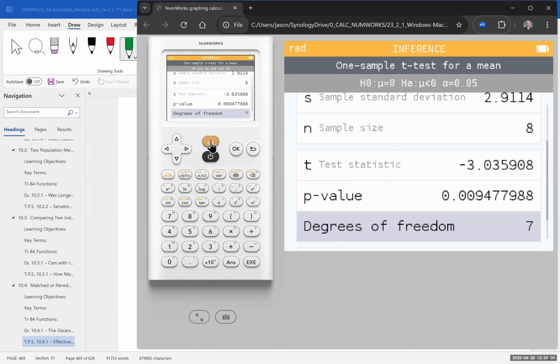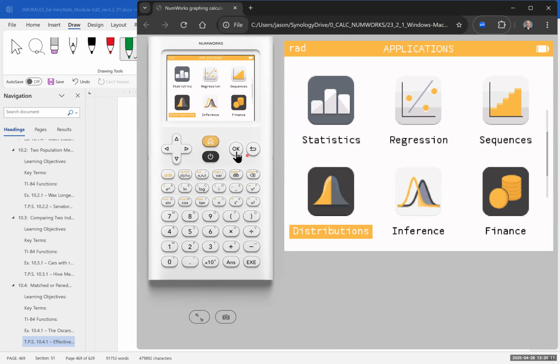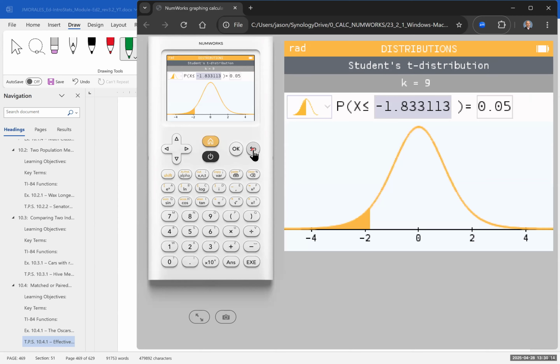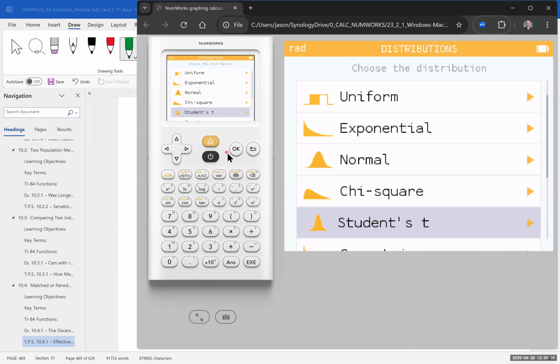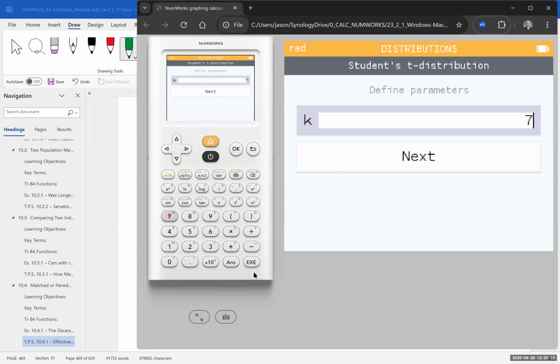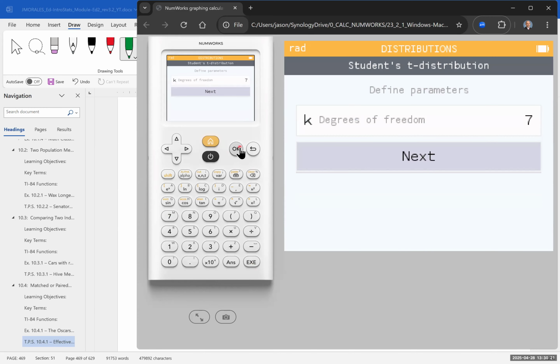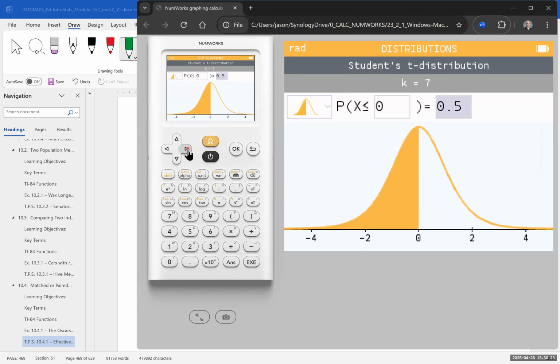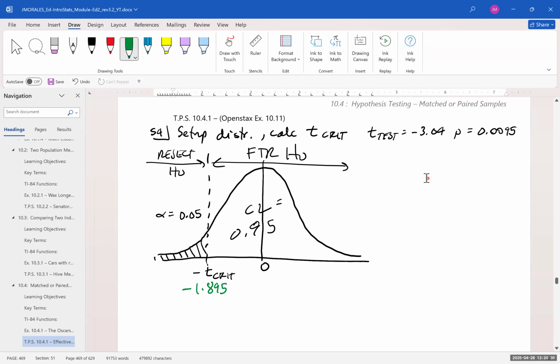So I'm going to click Home. We want to go to the Distributions app. Let me go ahead and back up. Okay, Student's t is what we want. We have 7 degrees of freedom. We want the area to the left with an area of 0.05. Negative 1.895. Looks good. So now let's go ahead and put our test data in.